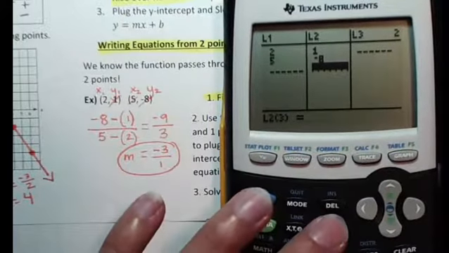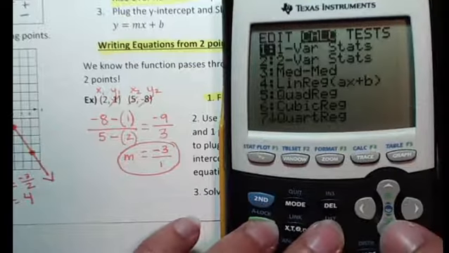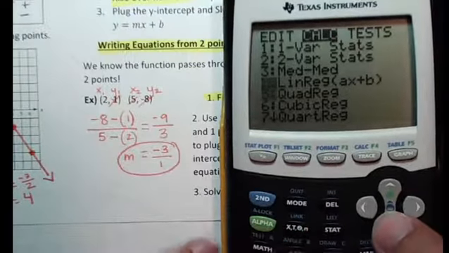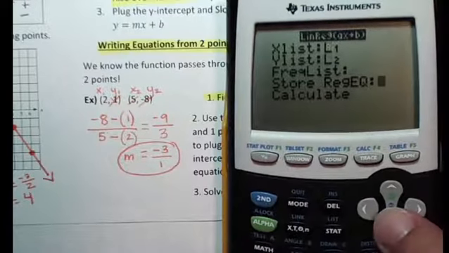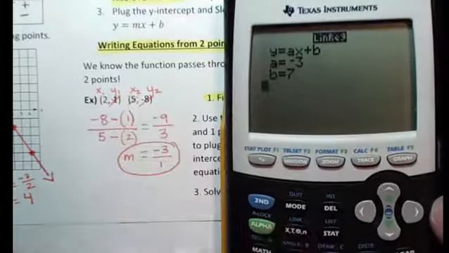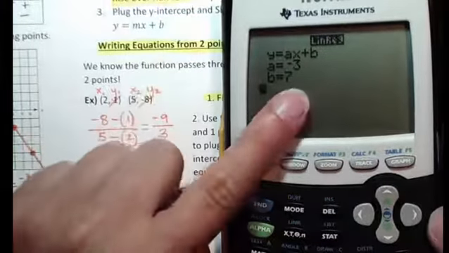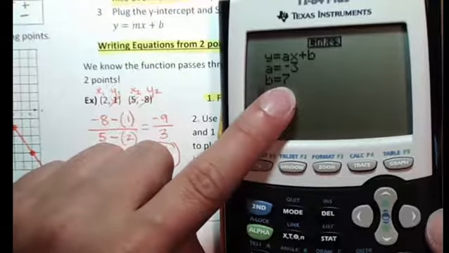Okay, to find the slope, I'm going to go back to stat, over to the right, calculate, go down to 4, which is LinReg, push enter, go all the way down to calculate, and our slope here should be -3. Now again, we want to write the equation. They actually give us the equation right there, but how did they know that the y-intercept here is 7?